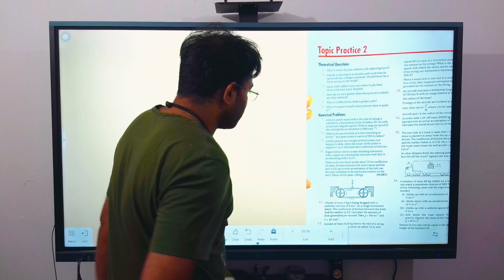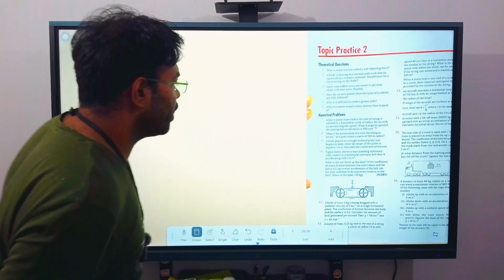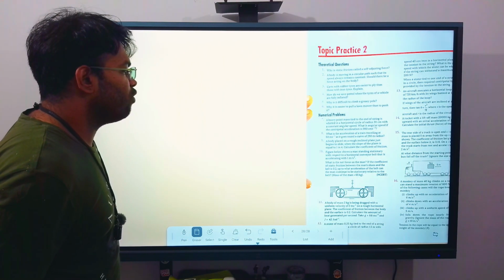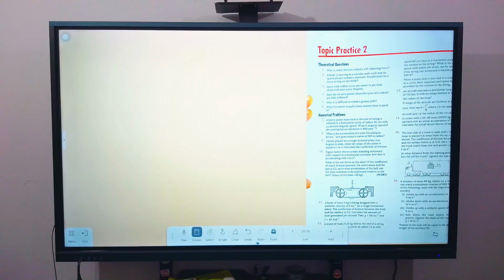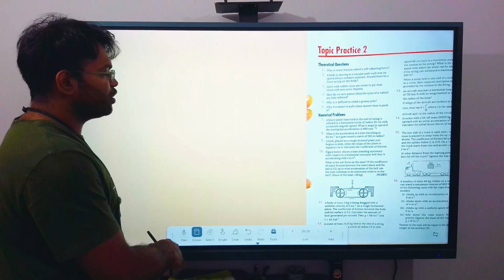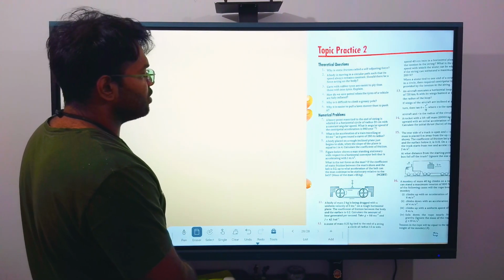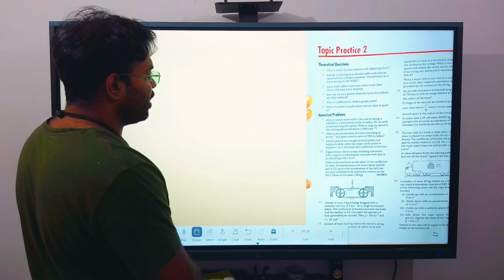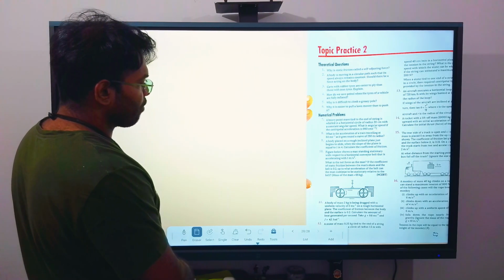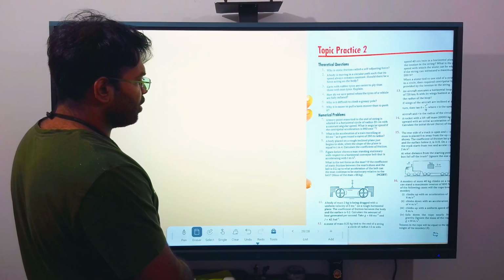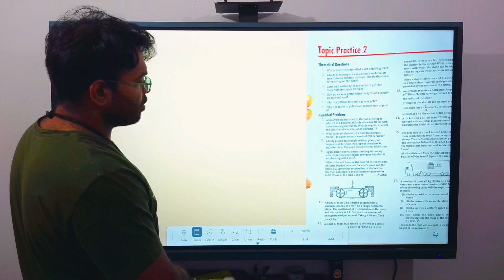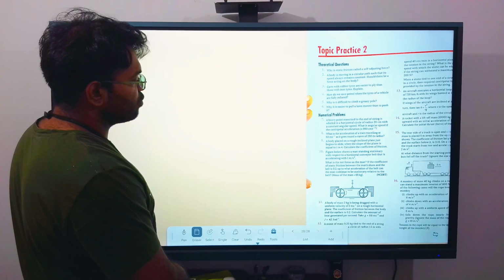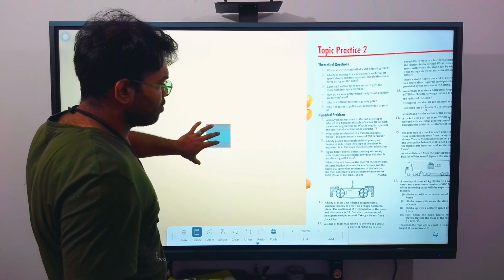Next. A body of mass 2 kg is being dragged with a uniform velocity of 2 meters per second on a rough horizontal plane. The coefficient of friction between the body and the surface is 0.2. Calculate the amount of heat generated per second. Why do we need? Okay, fine. g is 9.8 meters per second squared and J is equal to 4.2 joules per calorie.